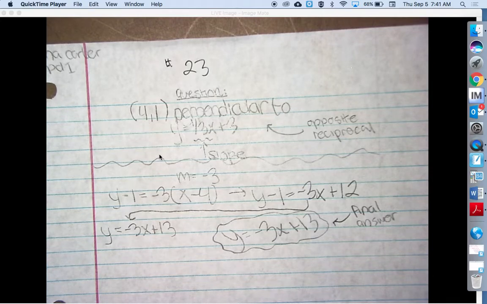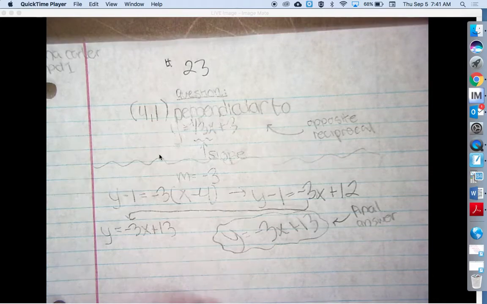Any questions for Nina with perpendicular? Nice job, Nina. You got it.